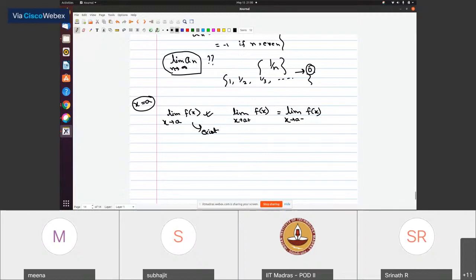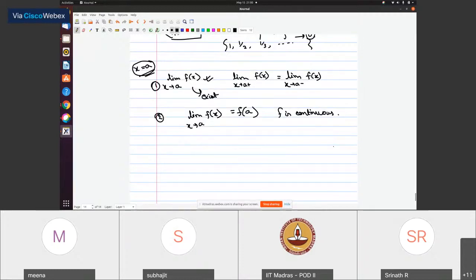So this is the first point: the limit should exist. Then the second point is, if this limit exists and it is the same as the value at that point, so at x equal to a the function has some value, that is f of a, then we say that f is continuous. Now the tangent and slope, that I will come to. Okay.